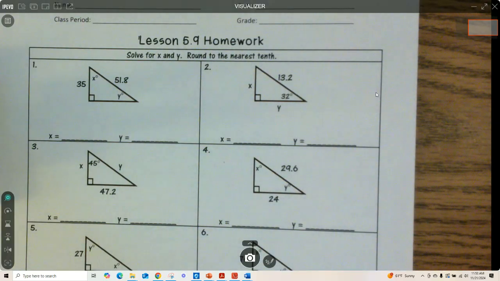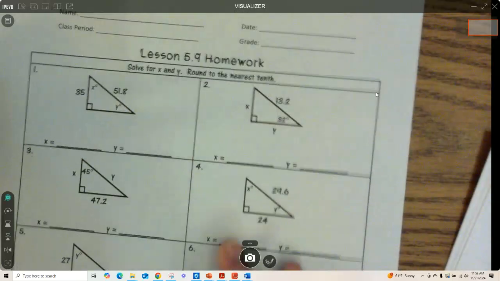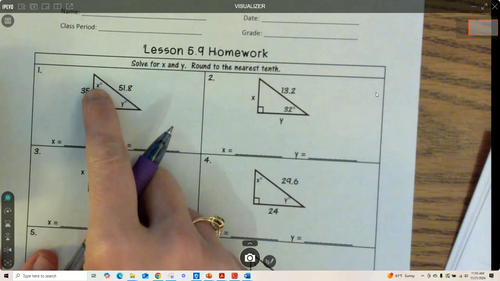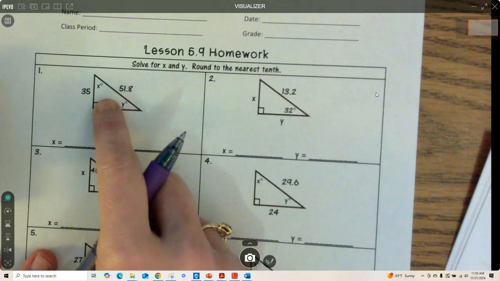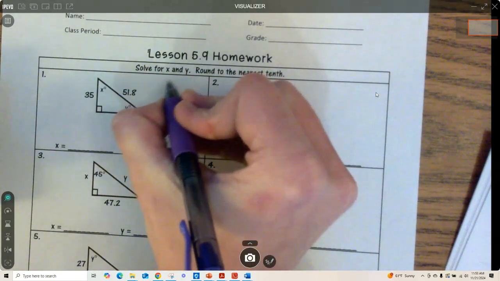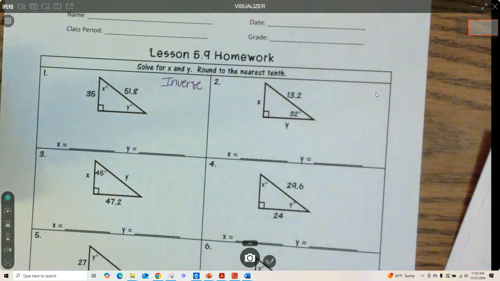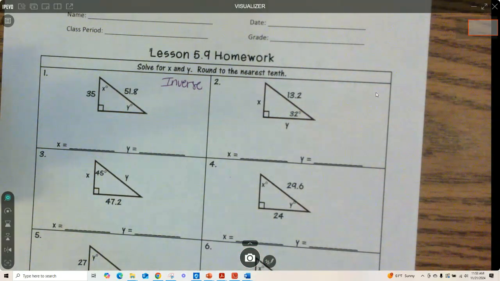All right, this video is for the lesson 5.9 homework. We're still using our trig ratios, and this is just kind of a hodgepodge. Some of them we find angles, some of them we find sides, okay? If we're looking for an angle, see how we've got X and Y, and they've got the degree symbol? Those mean we're looking for angles. We're going to use the inverse on any of them that we're finding the angles on. That was what we did yesterday, was the inverse.